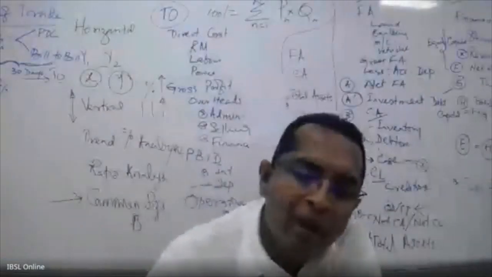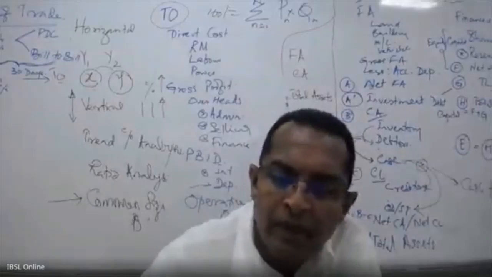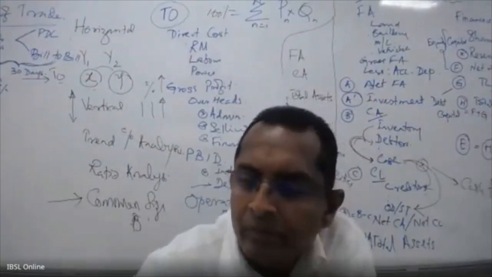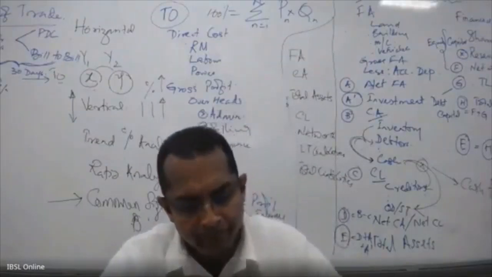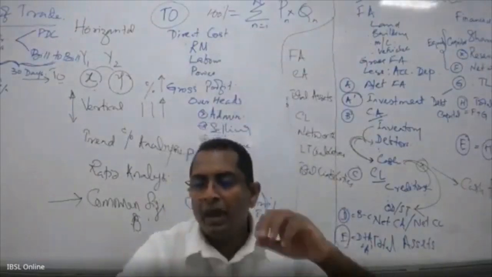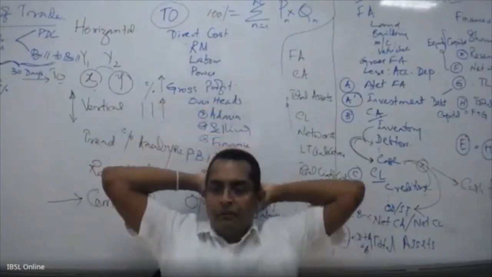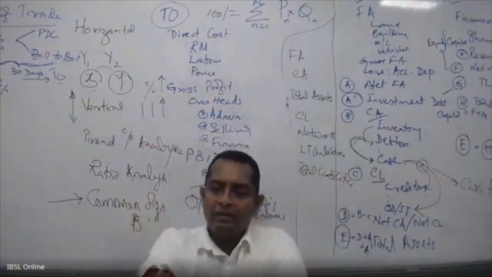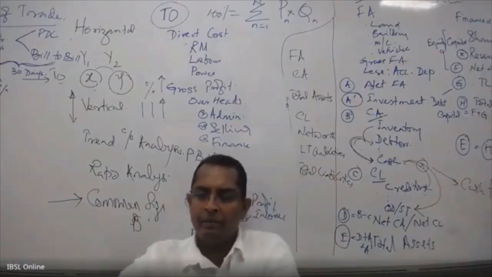If you have a current ratio which is around 4, is it a good sign or a bad sign? Is it a good sign or a bad sign? Yes, it is a bad sign. Why is it bad?